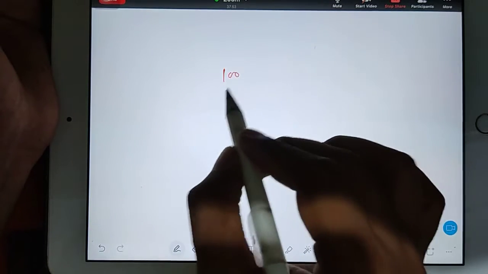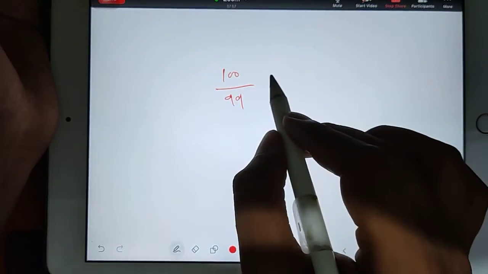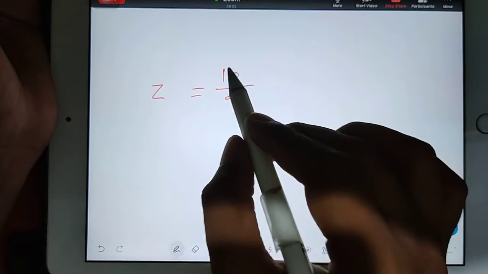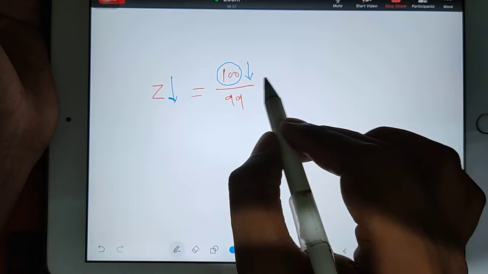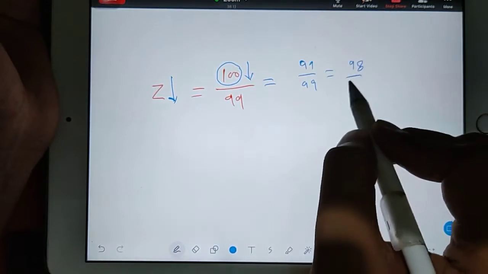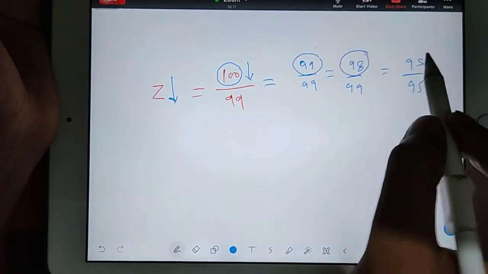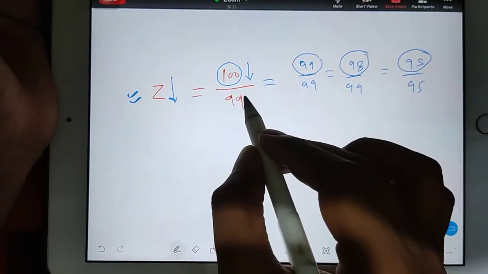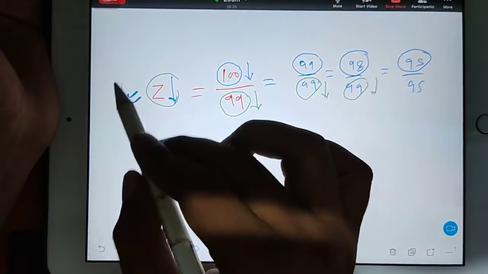suppose there is something called 100 and there is something called 99. Imagine this is the value of Z. Suppose if I decrease 100 alone, then the Z value will decrease. For example, if I make this 99 by 99, 98 by 99, 95 by 99, you can see this numerator is decreasing, because of that Z will decrease. Just opposite, if I decrease this value also, then this should increase.